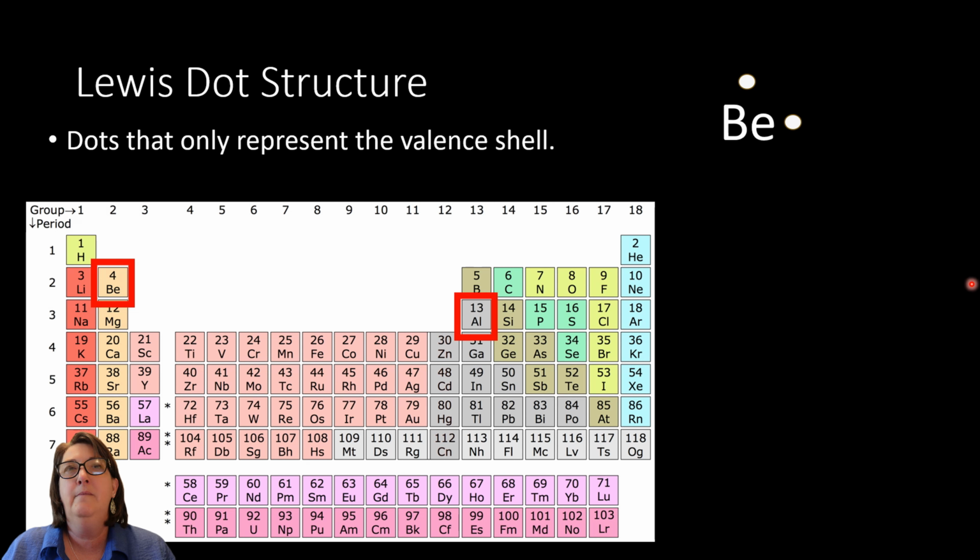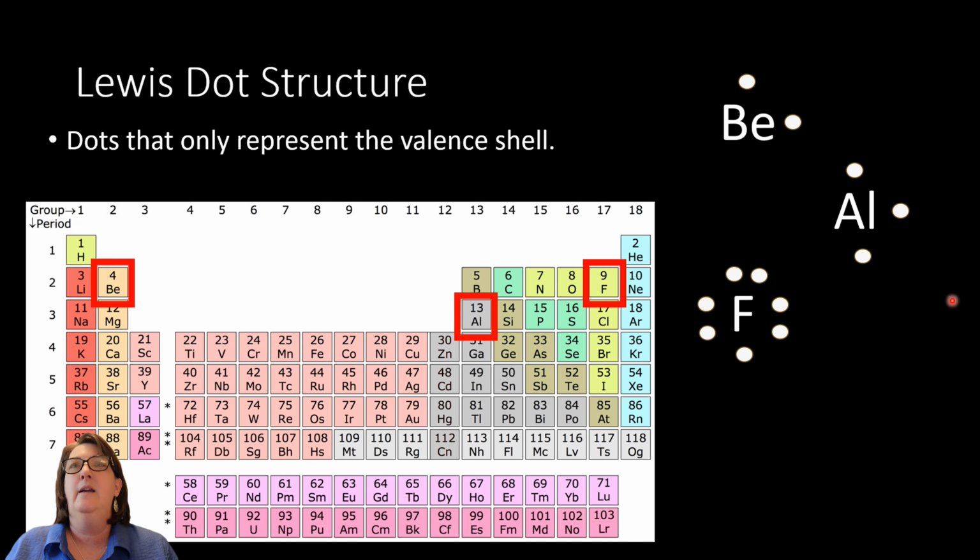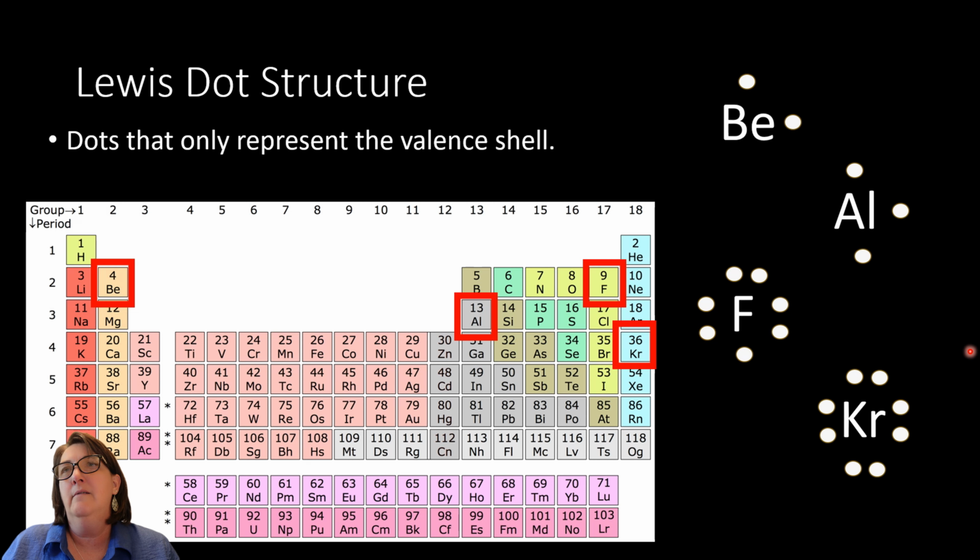I look at aluminum. I write the symbol for aluminum, and then I do my dots. I'm in group 13 or group 3. So I only have 3 valence electrons. I look at fluorine. It's in group 17. I drop that 1. I have 7 valence electrons. And then I have krypton. Krypton's in group 18. And so it's going to have a full shell or a stable ring of 8.